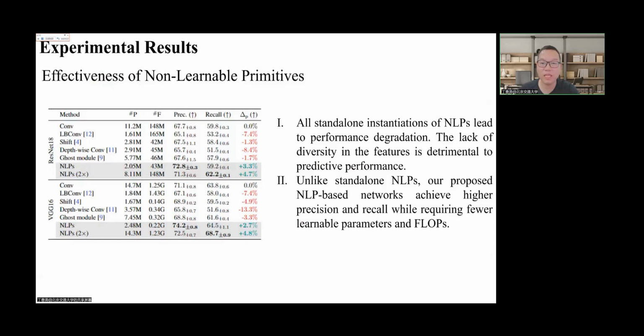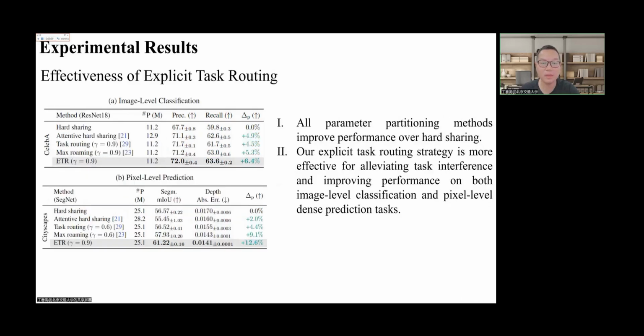We did many experiments. We first show the effectiveness of non-learnable primitives. As shown in this table, we observe that, first, all standalone instantiations of NLPs lead to performance degradation. The lack of diversity in the features is detrimental to predictive performance. Second, unlike standalone NLPs, our proposed NLP-based networks achieve higher precision and recall while requiring fewer learnable parameters and FLOPs. Since NLPs extract task-agnostic and diverse features, they can prevent the network parameters from being dominated by one or more tasks and mitigate the mutual interference between tasks. Compared to the baseline architecture with standard learned convolution, NLP-based networks significantly improve performance.